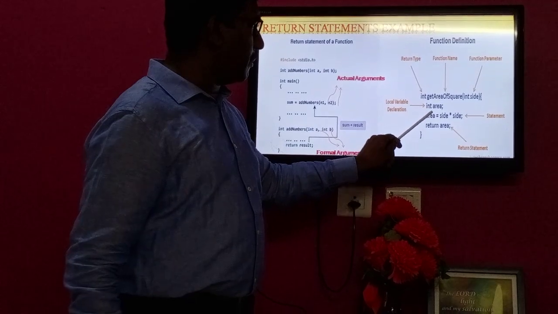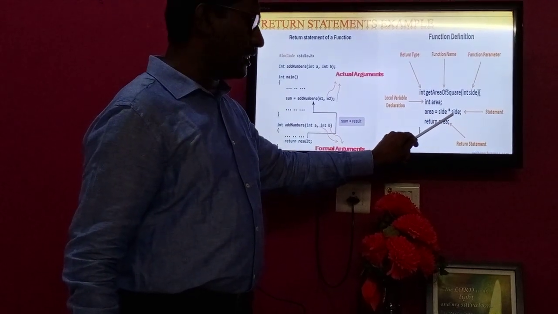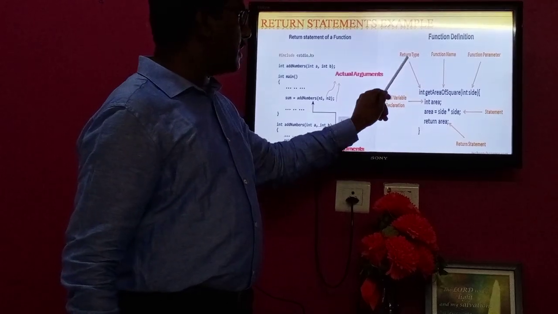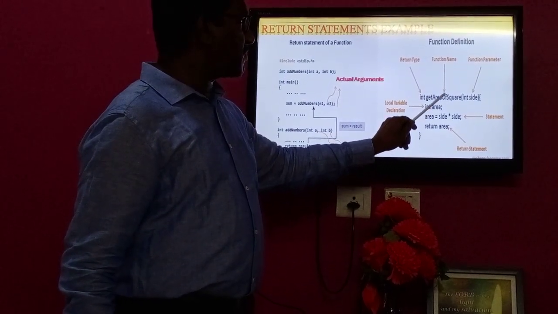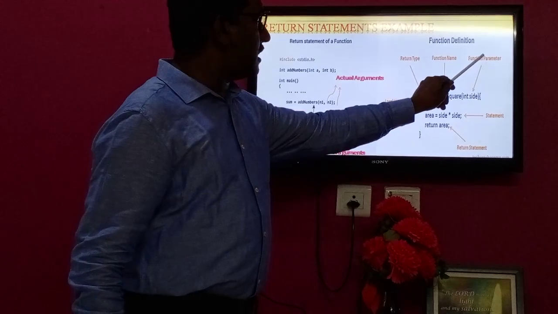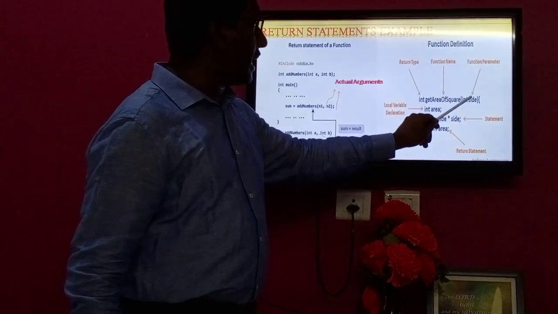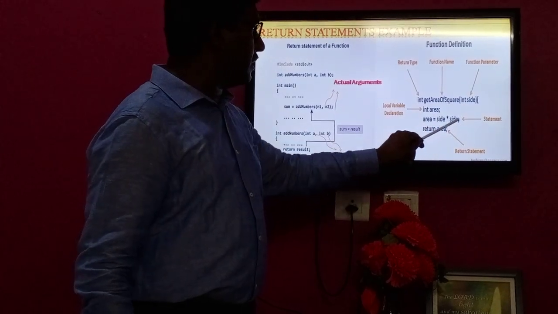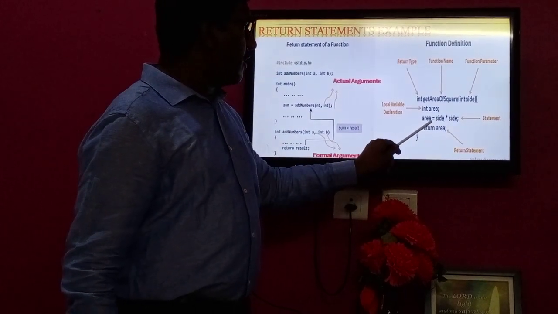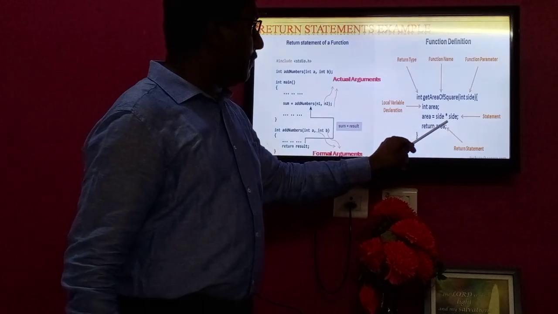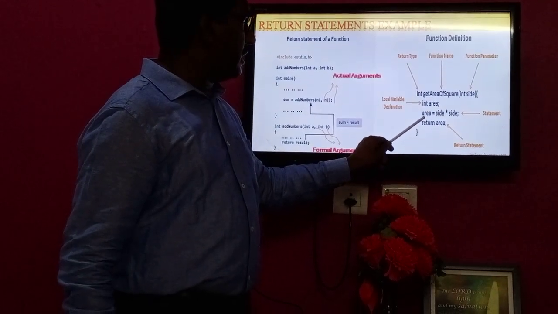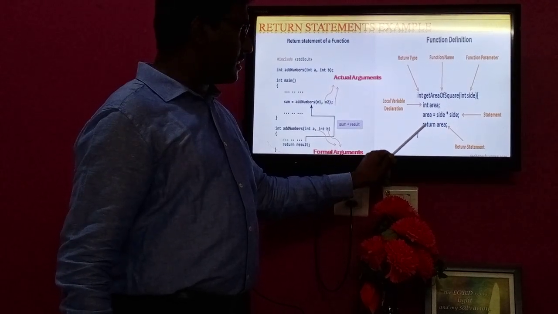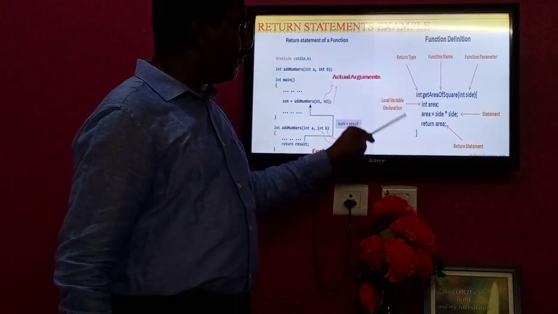Int area is a local variable. Area is equal to side into side is the executable part. Return area is the return statement. So here int is the return type, get area of square is the function name, and side is the argument. It is a function parameter, a formal parameter. Int area is a local variable declaration and this is a statement called an executable statement. Finally, by using this side, I can calculate the area of the square. After getting the result, the result can be returned by using the return statement. So this is called the called function.